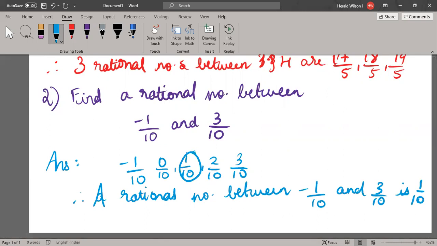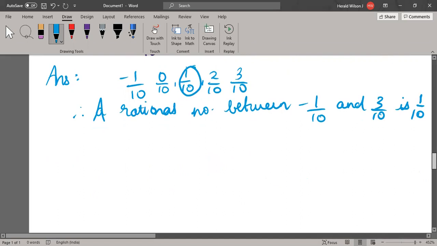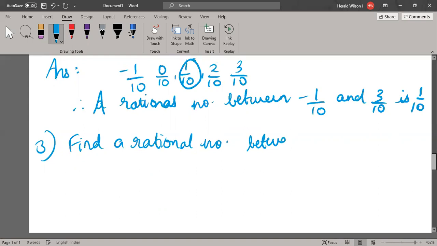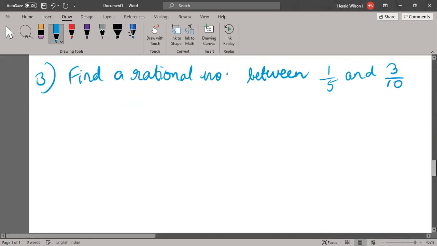Now, if I had to find out really, I need to do the steps which we did in the first sum. Find a rational number. I want to make this concept clear to you so that you can really understand. So find a rational number between 1 by 5 and 3 by 10. I will quickly do it. I'm not going to explain in detail because I've already done it in the first sum, and due to the lack of time, I'm just going to quickly do it.